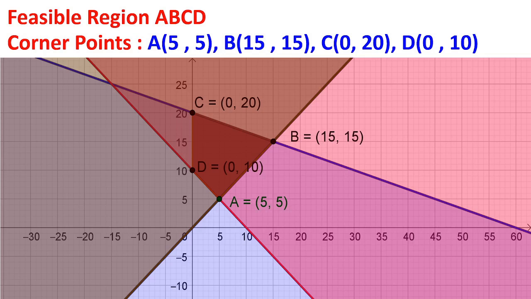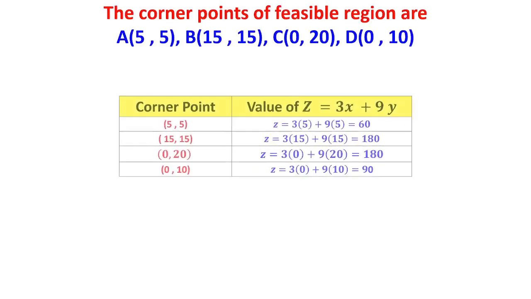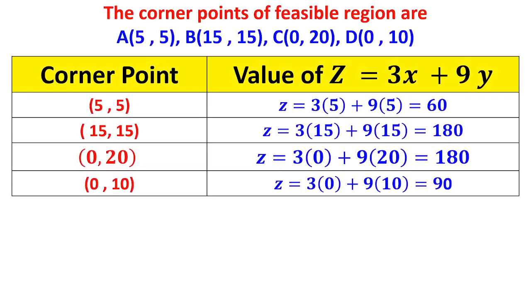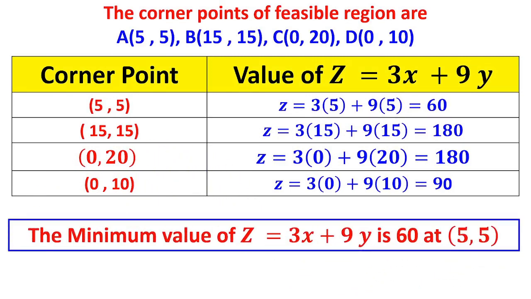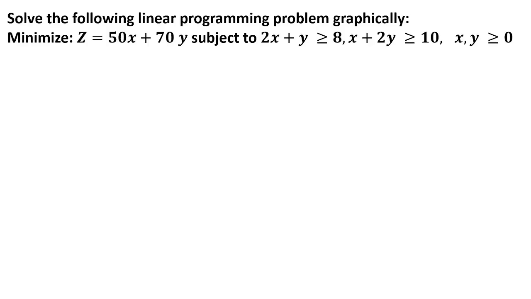You can get it directly from the graph also, provided you have taken 5, 10, 15, 20, 25 on the x-axis and y-axis also. Well, now we are simply putting the corner points and finding the value of z, and we have to check where the value of z is minimum. It is at 5 comma 5. Well, 60, therefore 5 comma 5 is the minimum value. Go to the next question.